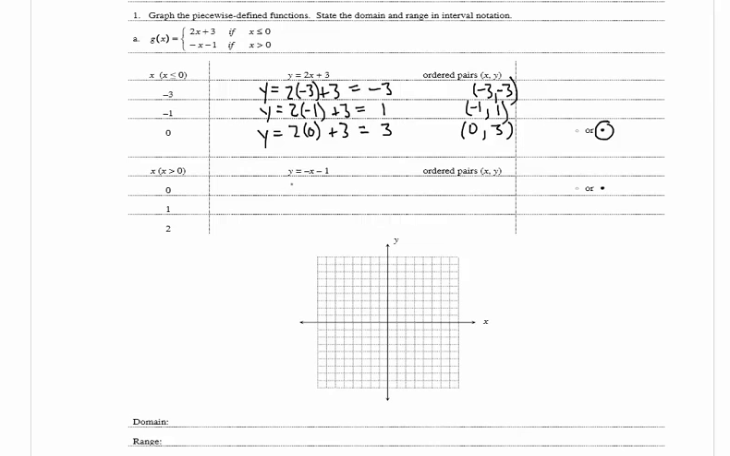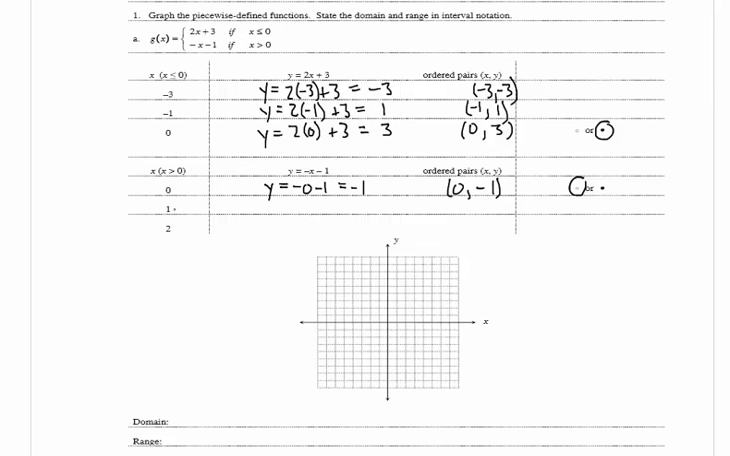And now for the piece of the function negative x minus 1, we're going to look at values greater than 0. So we're going to look at the endpoint 0 first, and we're going to say y is equal to negative 0 minus 1, which is equal to negative 1. So our ordered pair is 0, negative 1. And because in the individual domain for negative x minus 1, it's just greater than, we're going to select the open circle because we're not including 0 in this piece of the function.